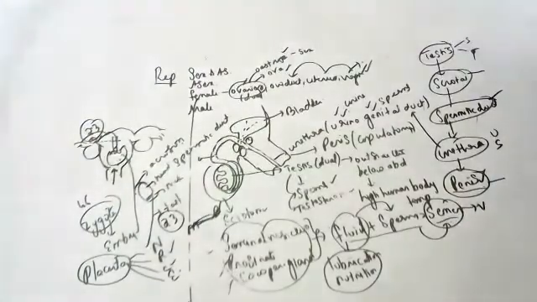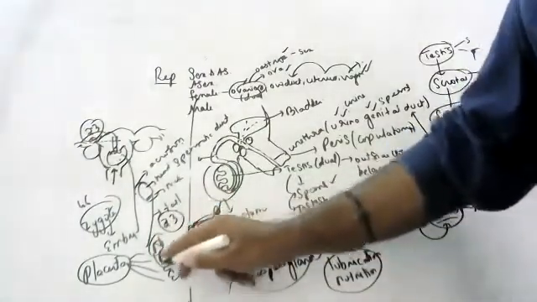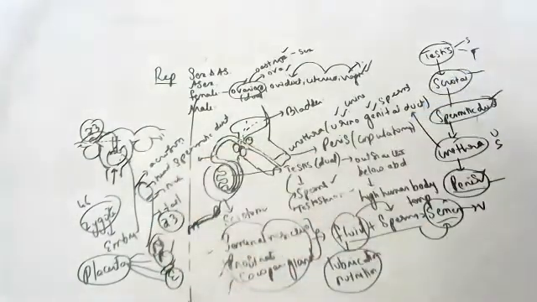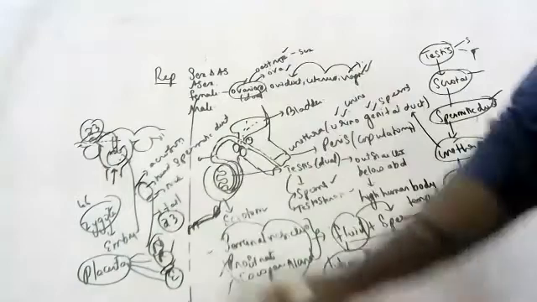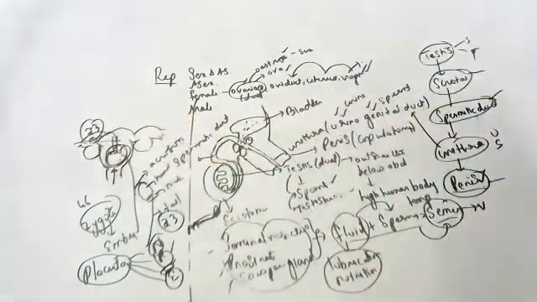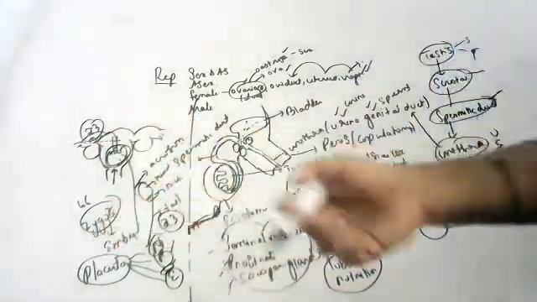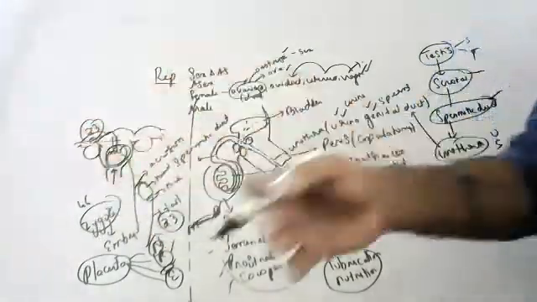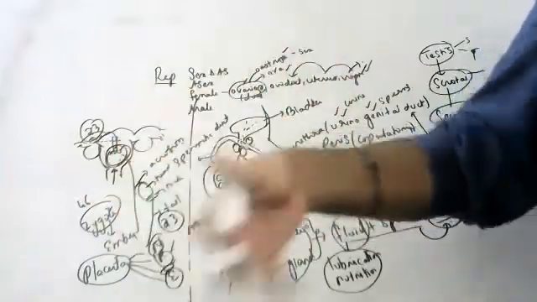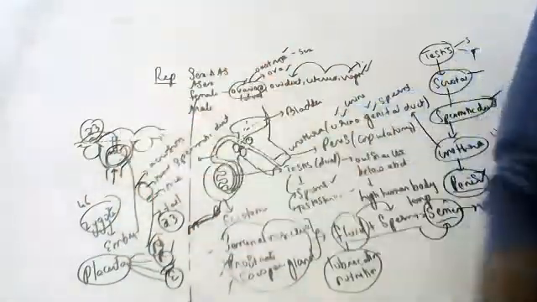So what is the function of the placenta? Nutrition, respiration, circulation, excretion. Like that, here implantation occurs. What is the definition of implantation? Attachment of embryo to the uterus is called implantation.